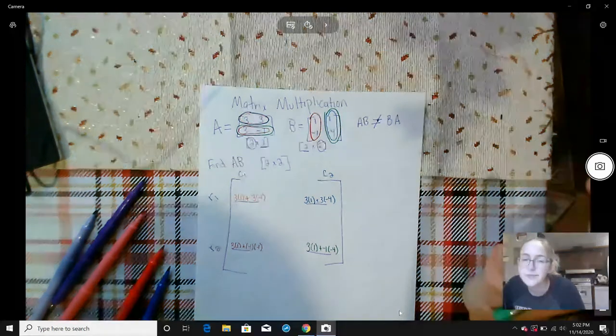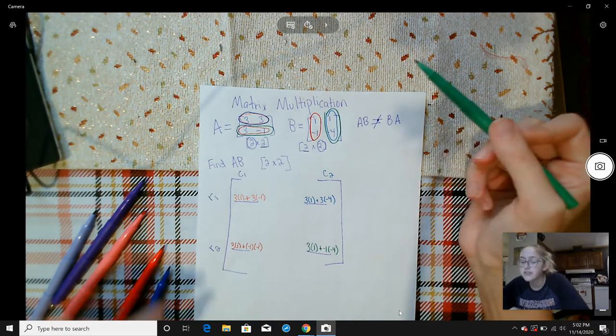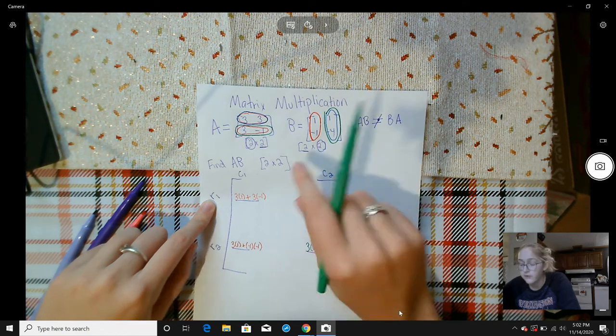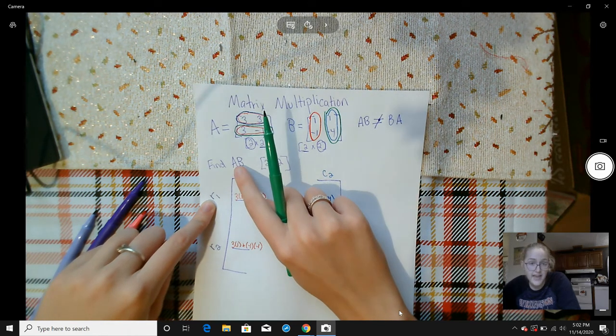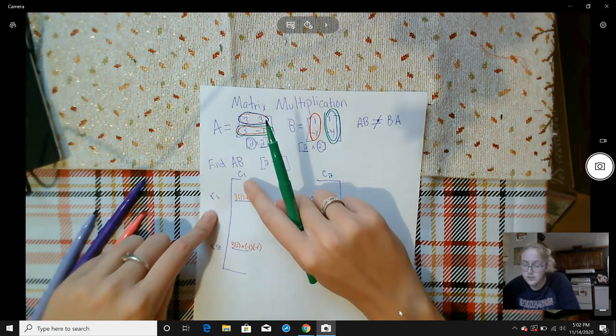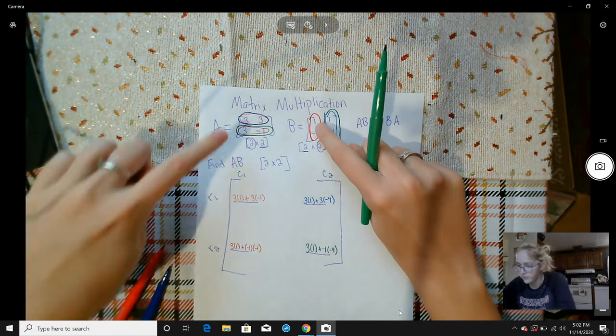So I know that might have been confusing, so I recommend going back and re-watching that part. You're essentially finding what row it's in and what column it's in. The row is what you circle for your first matrix, so if this is A in our case, the column is what you circle in the second matrix, so B. Row 1, column 1; row 1, column 1; row 2, column 1; row 2, column 1.